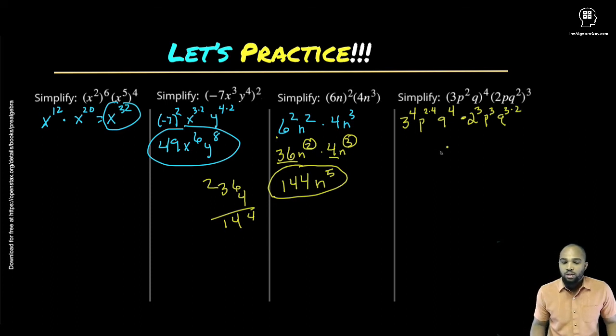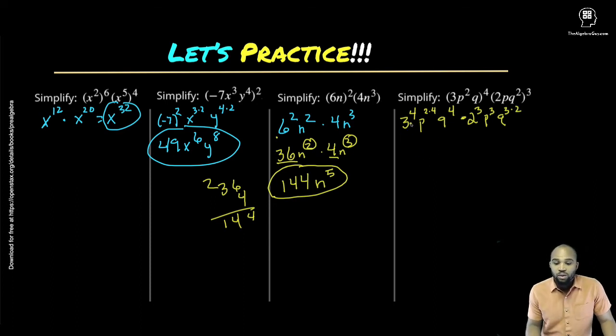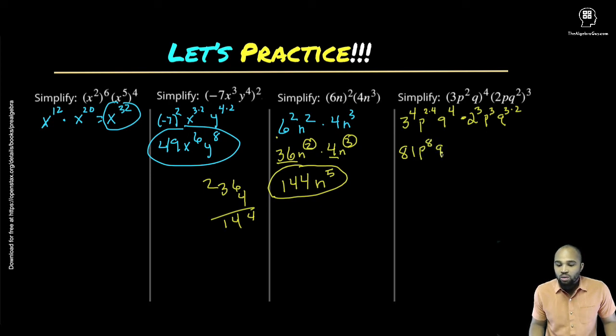So let's go through and simplify everything. 3 times 3 is 9. 9 times 3 is 27. 27 times 3 is 81. And p, this becomes p to the 8th, and q to the 4th. 2 to the 3rd is 8. So this is times 8, p cubed, and q to the 6th. So that's a lot to write down. But again, one piece at a time is not difficult at all.